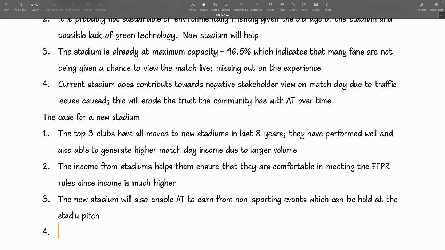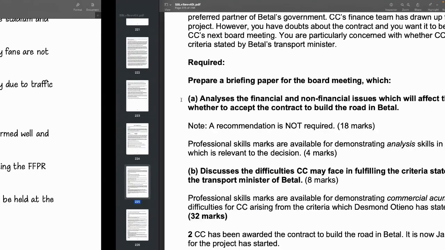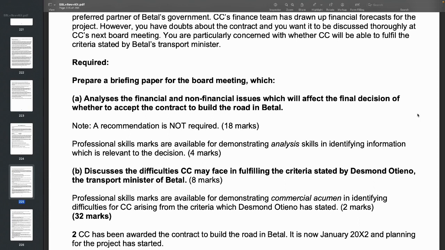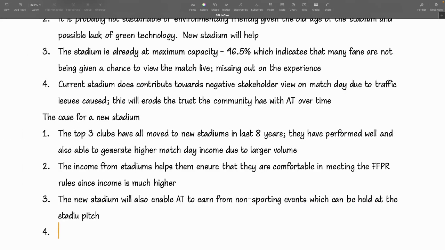Now, look at, I'm trying to give you some reasons for why you need to have a case for a new stadium from this argument here. And this is very close to this case study. I'm trying to stick to this case study, in fact. So we are talking about financial and non-financial, okay?